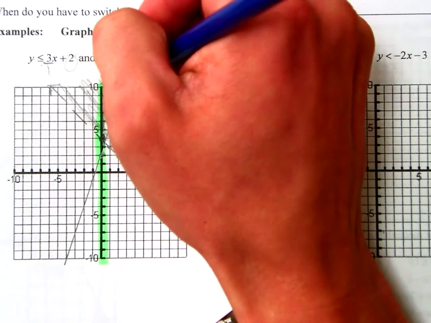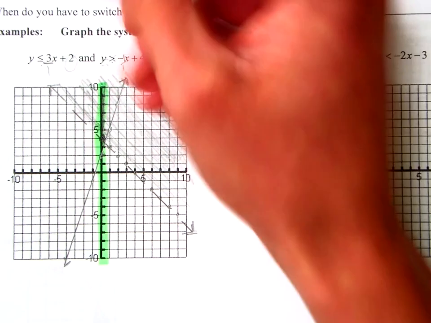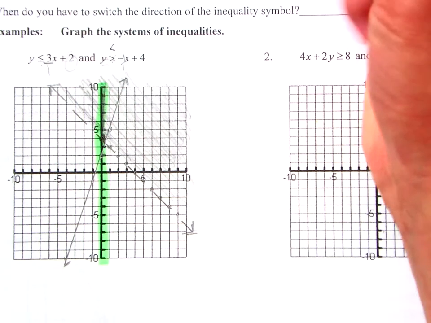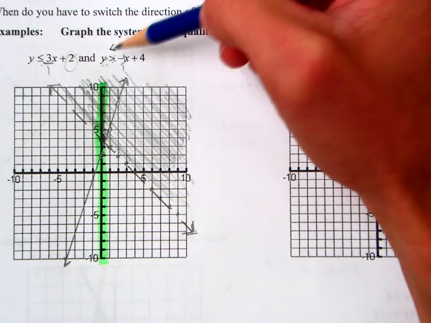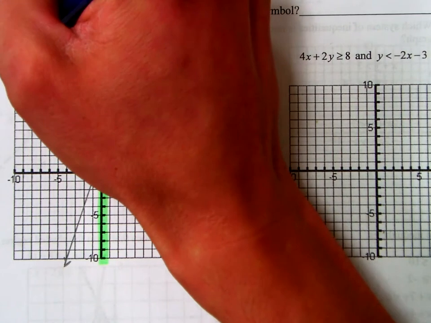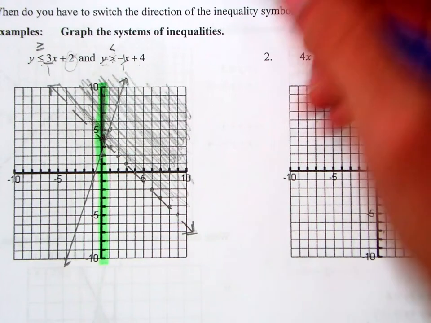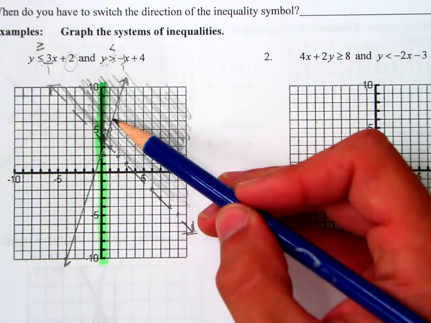By the way, if you're confused about that, if your inequality sign is strictly greater than or strictly less than, then it's going to be a dotted or dashed line. If it has an equal to sign below it, so if it's less than or equal to or greater than or equal to, it's going to be a solid line. So here's the line I just graphed.